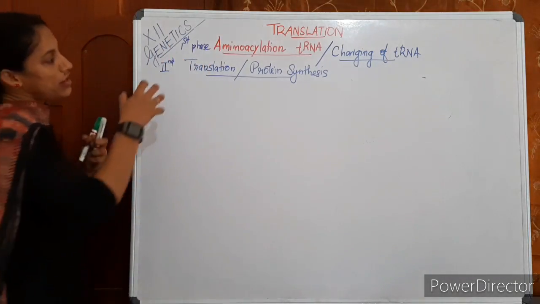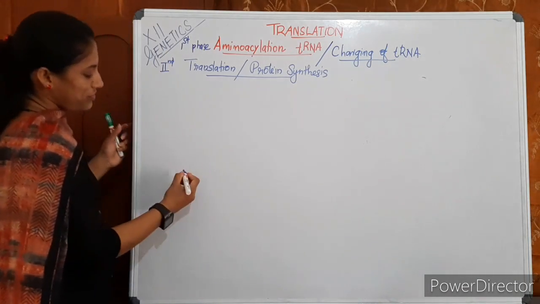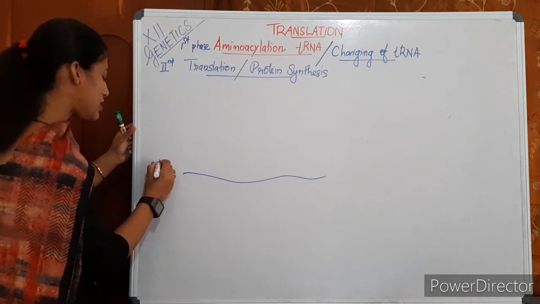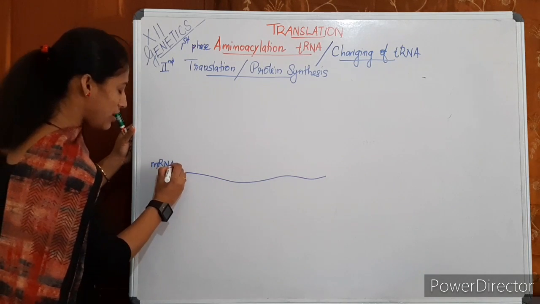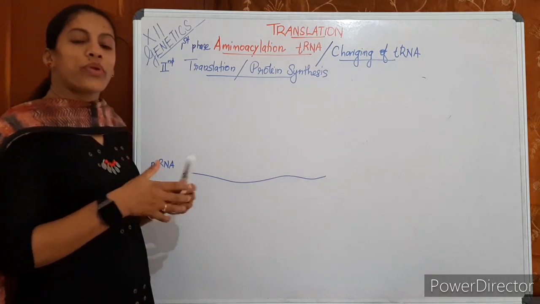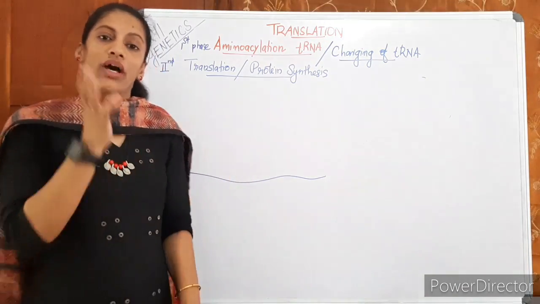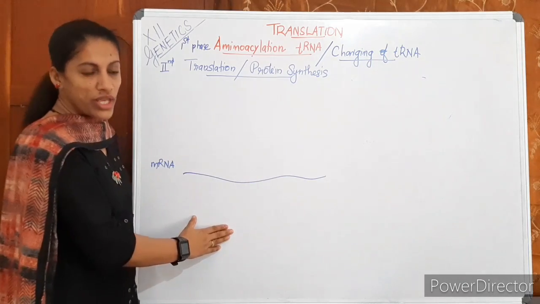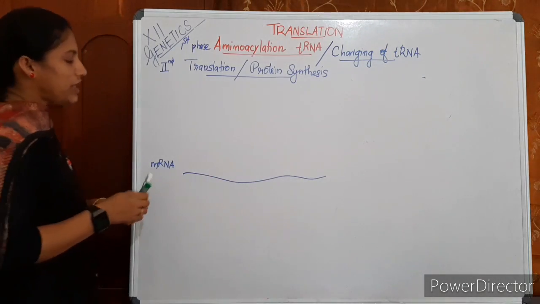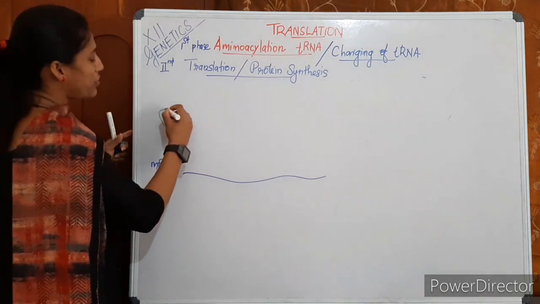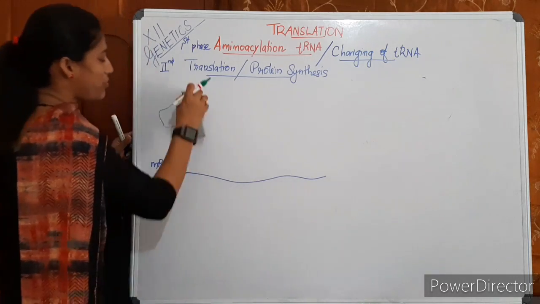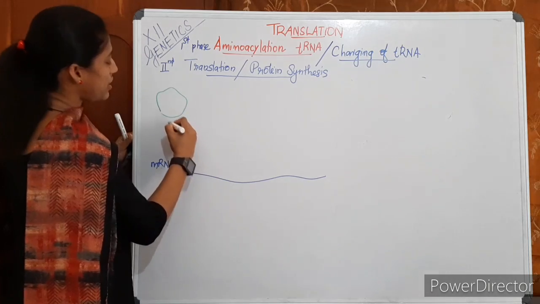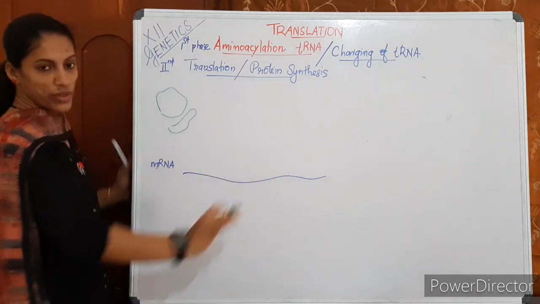So, an mRNA molecule. This is an mRNA molecule. It is just now transcribed from the DNA and it is processed and transported out. Now this mRNA molecule is in the cytoplasm. Okay, and in the cytoplasm there are small subunits and large subunits of ribosomes. Large subunit is there, small subunit is there in the cytoplasm.